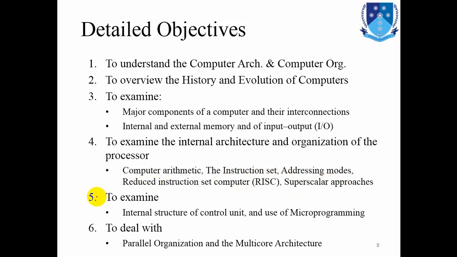The fifth objective of this course is to examine the internal structure of the control unit or the control section used in any computer system, and the use of the microprogramming concept. Similarly, the sixth, last but not the least objective of this course is to deal with the parallel organization and the multi-core architecture.